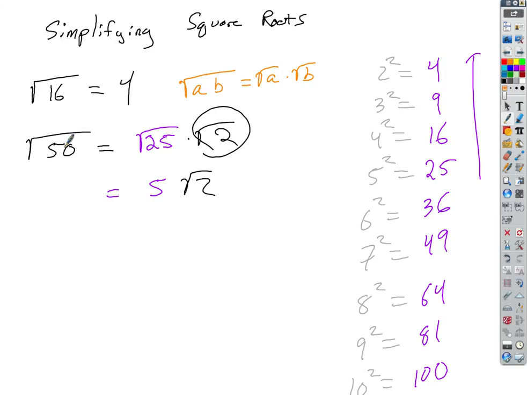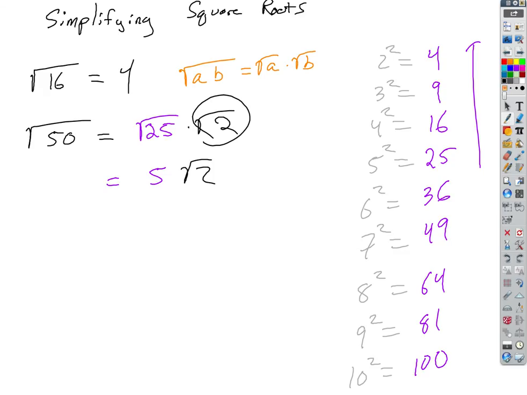Okay, try another one. Wait, how did you get it? Because the reason I picked the 25 is because 25 is 5 squared. So the square root of 25 is going to give me a whole number, right? But you can still simplify the 2. How?